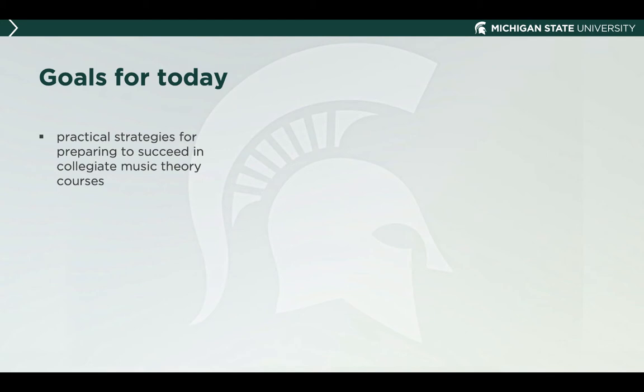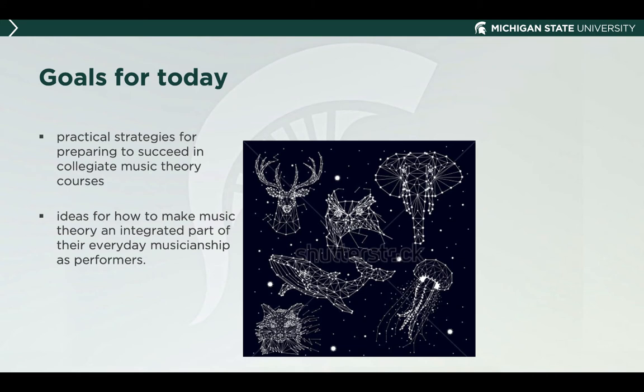The second goal is just ideas for how to make music theory an integrated part of your everyday musicianship as a performer, as a pianist. So this image is one that really speaks to me deeply. The idea is, if you look up at the night sky and you see just all of the individual stars, it's a lot of information, a lot of individual bits that don't necessarily relate to each other. Whereas if you learn what the constellations are, that looks like a person, that looks like a bear, that looks like a frying pan, it helps you to make sense out of groups of stars.